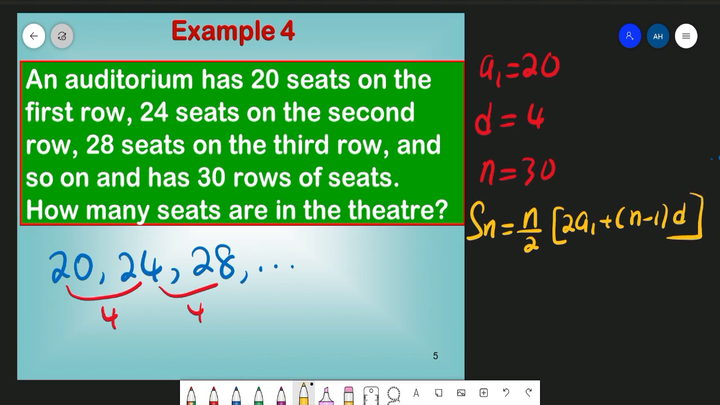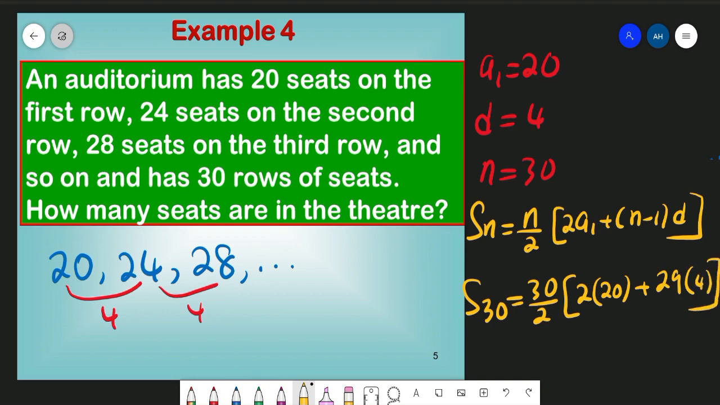So we want to find all together how many seats there are in the theater or auditorium. So we want to find S30 equal to 30 divided by 2 multiplied by 2 multiplied by a1, which is 20, plus n is 30, 30 minus 1 is 29, 29 multiplied by d. d is 4.